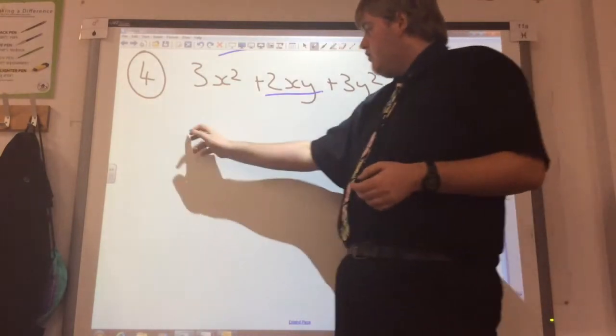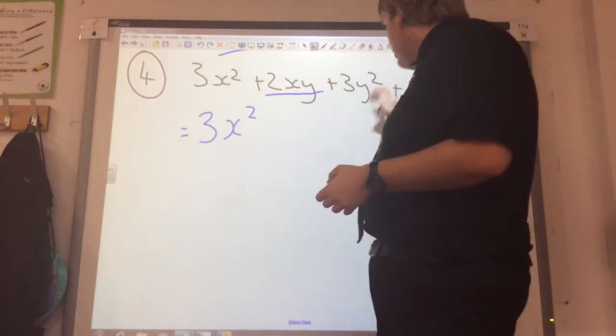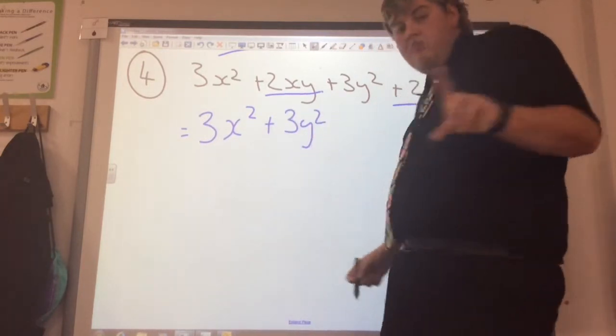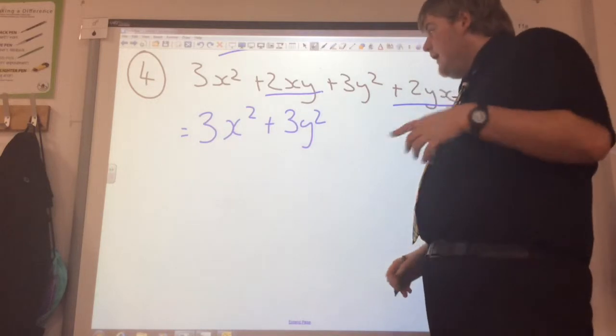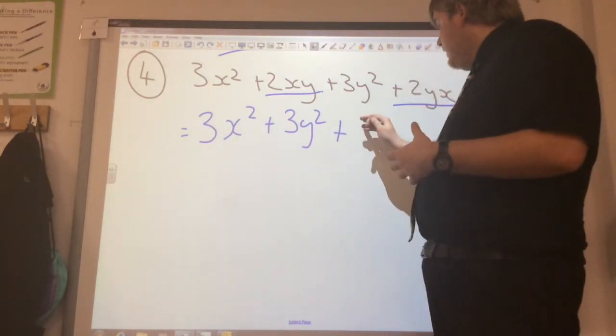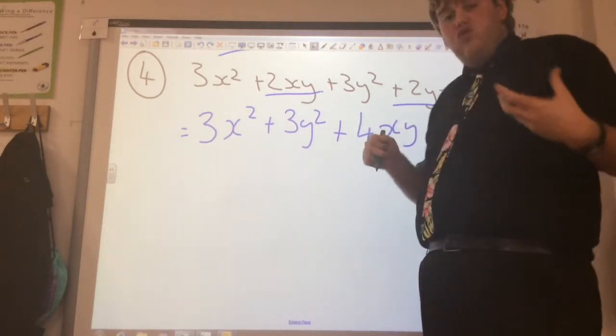So we can't do anything with our 3x squared, that stays the same. Can't do anything with our 3y squared, that stays the same. But we've got 2xy and 2yx, which are the same thing. So 2xy plus 2yx is going to be 4 lots of xy or 4 lots of yx. It doesn't matter.